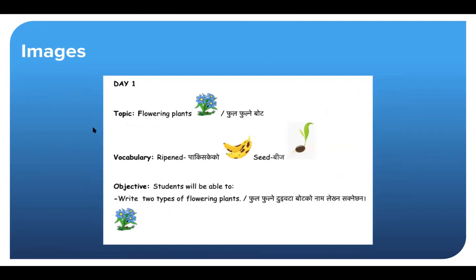So as I said before, images are really important to help students process information. So if you're giving students instructions or presenting new information, images can really help break up text and catch a student's attention immediately, and it attaches a visual image to words. So here you can see the topic is flowering plants, and you can see a clear image of a flowering plant. The student immediately knows what the topic is and what they're going to be doing in the lesson.